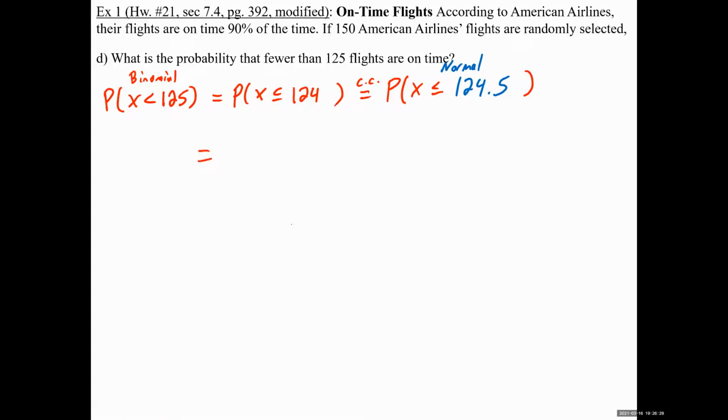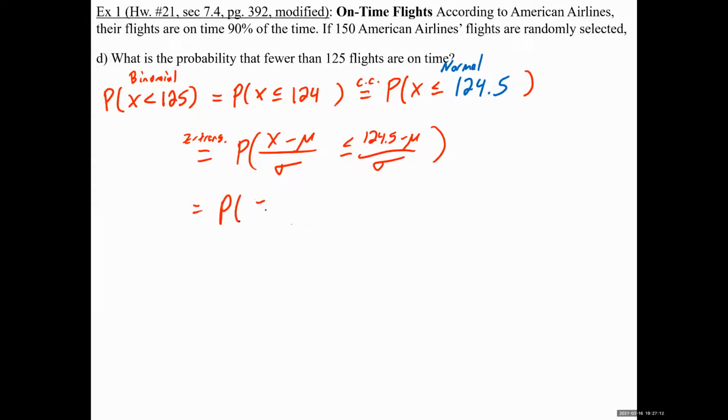All right, now that it's normal, what do you do when it's a normal problem? You do a z transformation. So we're going to write down probability, the parentheses symbol, the less than or equal to, and there's two spaces to fill in. In the first space, originally there was an x. You always copy down what was originally there, and then you minus mu and divide the whole thing by sigma. Okay, and then for the second space, same thing. Originally we had 124.5. I'm going to copy what was originally there down. Minus mu, divide the whole thing by sigma. That's a z transformation formula.